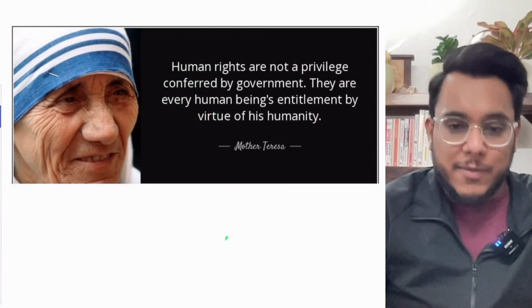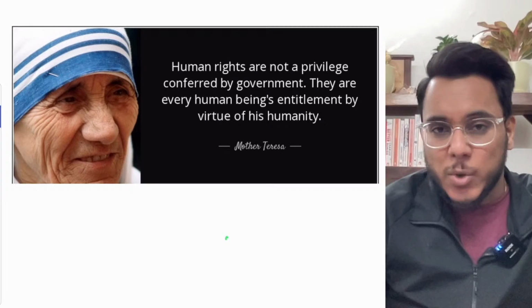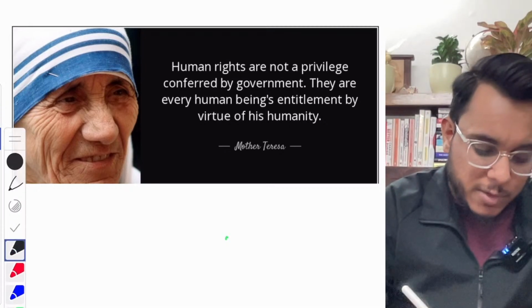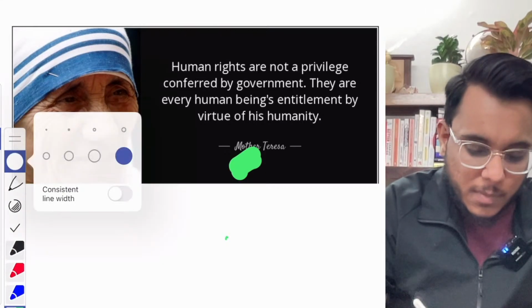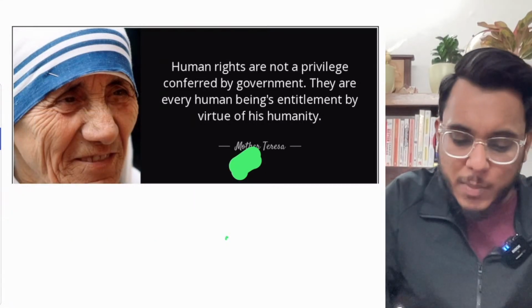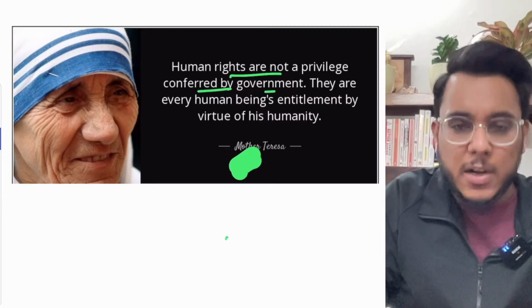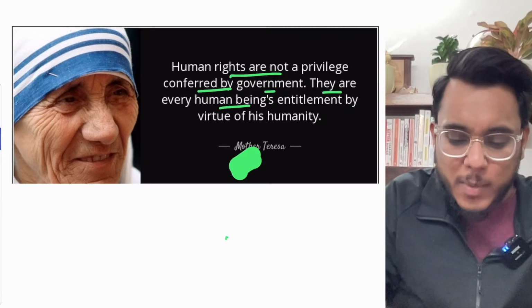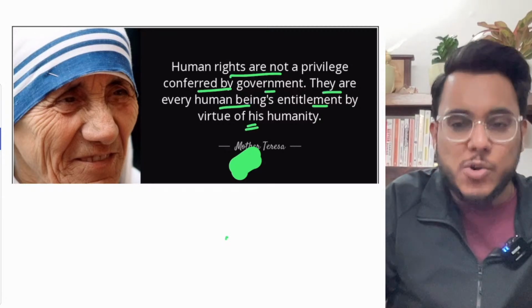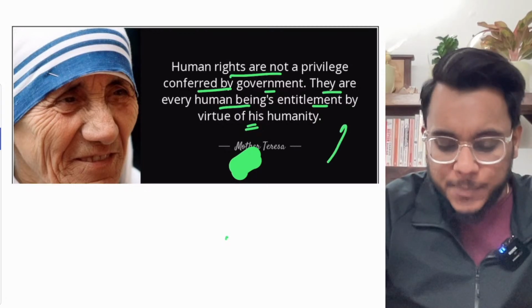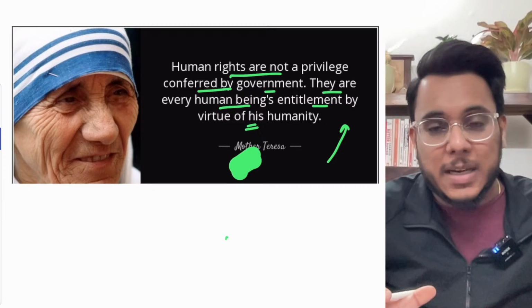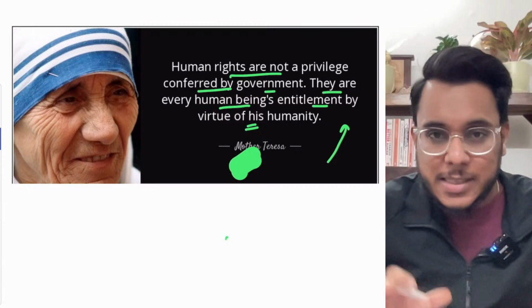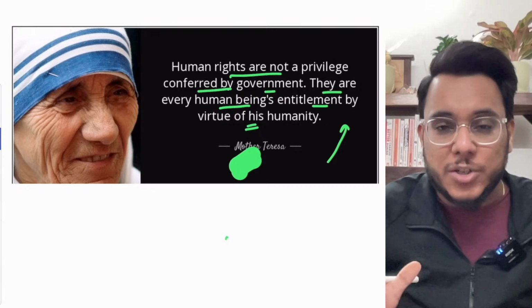Now, in every class we start with the GS quotation. Today we'll be starting with the quotation from Mother Teresa. Mother Teresa says that human rights are not privileges conferred by the government. They are every human being's entitlement by virtue of his humanity. So see, the rights of humans are not just a legal entitlement that comes into existence when the state and citizen relation is there.